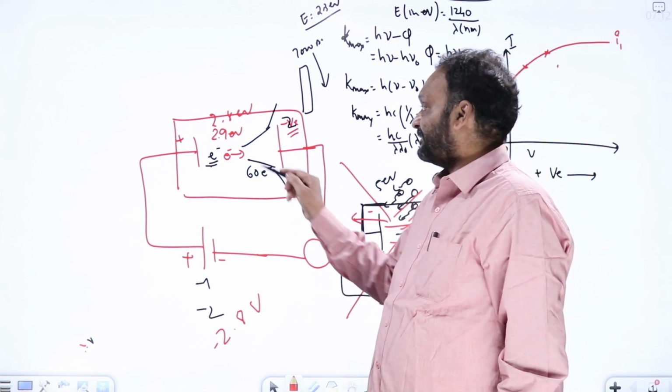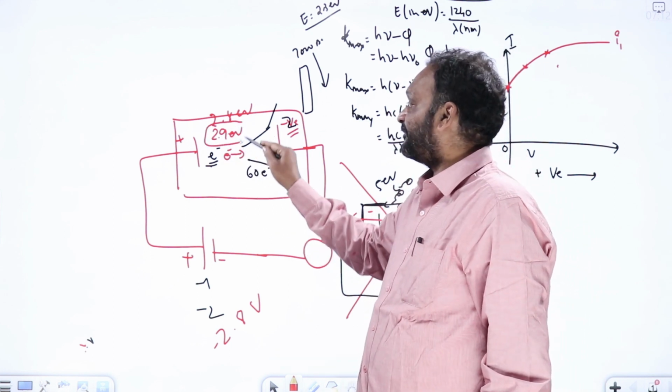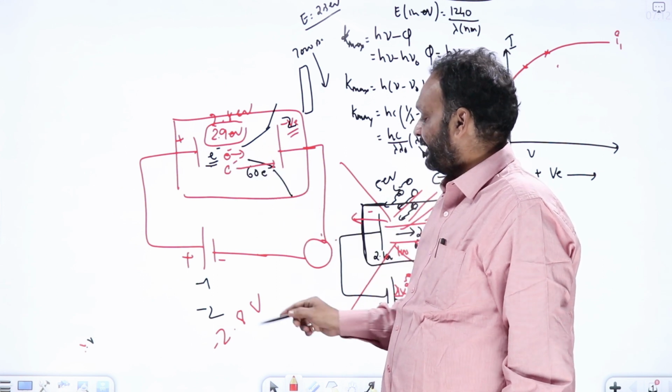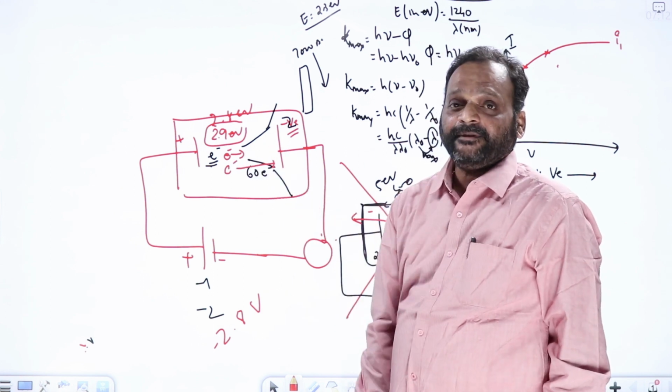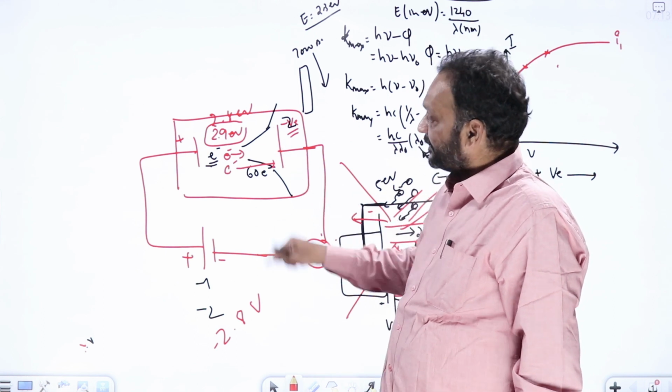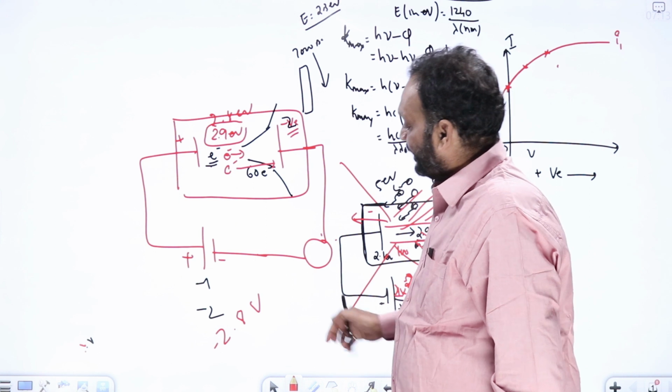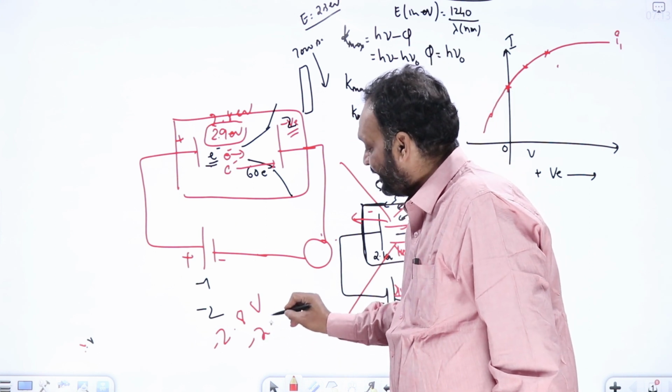Why? Maybe some electrons with 2.9 electron volts of energy are coming straight towards the metal plate. Our -2.8 cannot stop them. They will overcome that potential and still reach the plate, constituting some current. Now what happens when I apply -2.9?